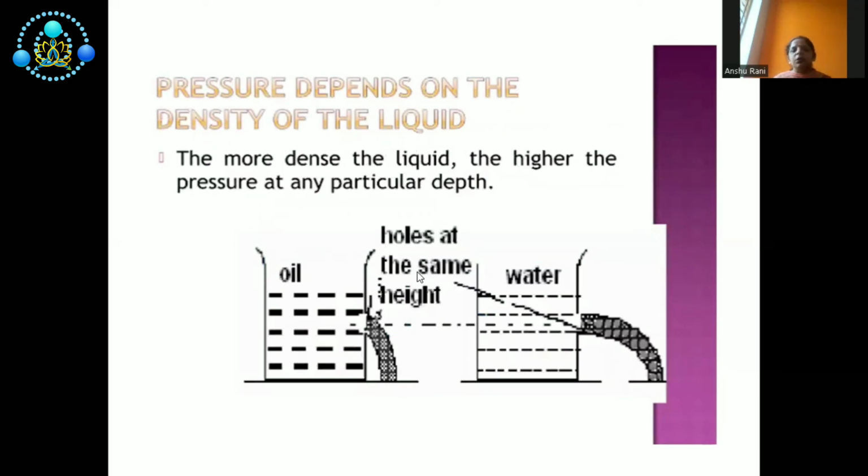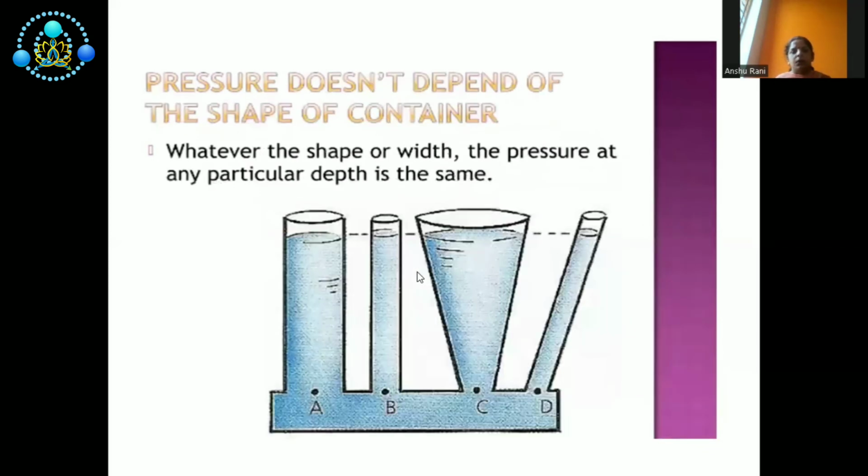Pressure depends upon the density of the liquid. The more dense the liquid, the higher the pressure at any particular depth. Say you have oil and water, which will exert more pressure? It depends upon its density. Pressure does not depend on the shape of the container. Whatever the shape or width of the container, the pressure at any particular depth is the same because it depends upon height.